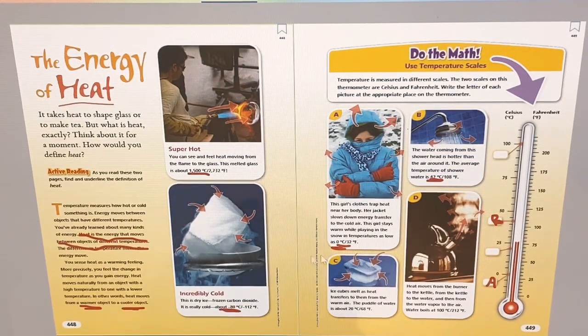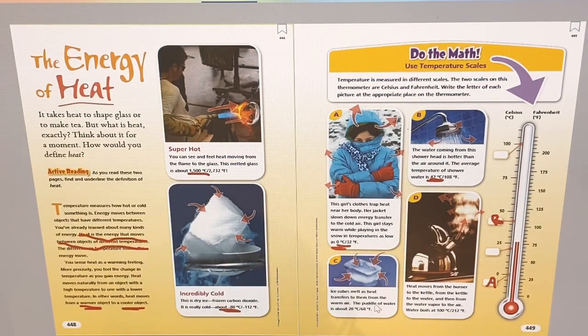Remember, we said heat transfers from the warmer object to the cooler object. Here, which is the cooler? Of course, it's the ice. And which is the warmer? Of course, it's the air around it. So the heat will transfer from the air to the ice.